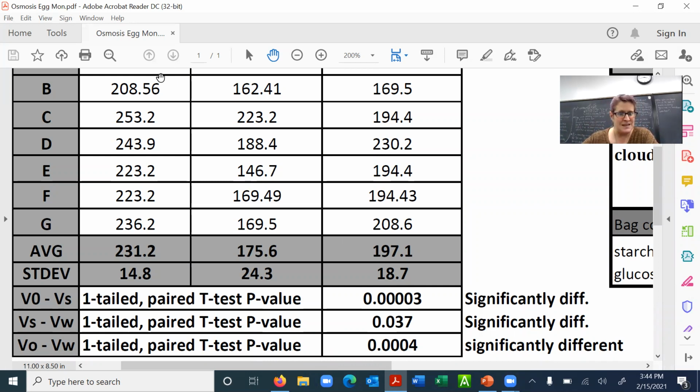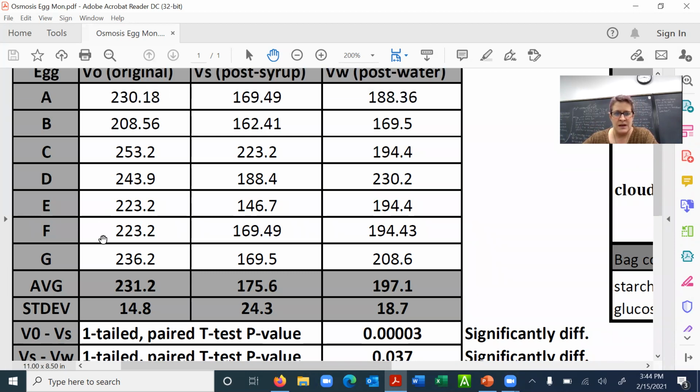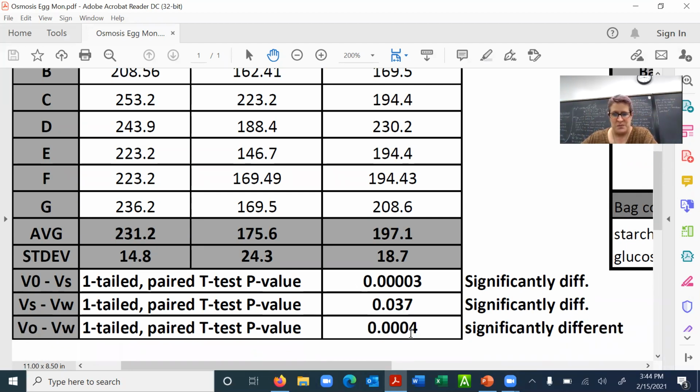Now for funsies, I compared the original egg volume to the post-water volume to see if maybe the egg swelled up to its original size. But they were different from each other. So the egg did swell after soaking in syrup, but it did not attain its original egg volume size. Okay, so that's the results of our osmosis experiment with the egg.